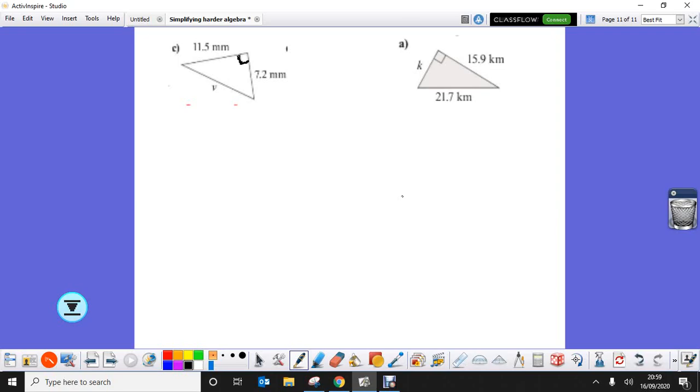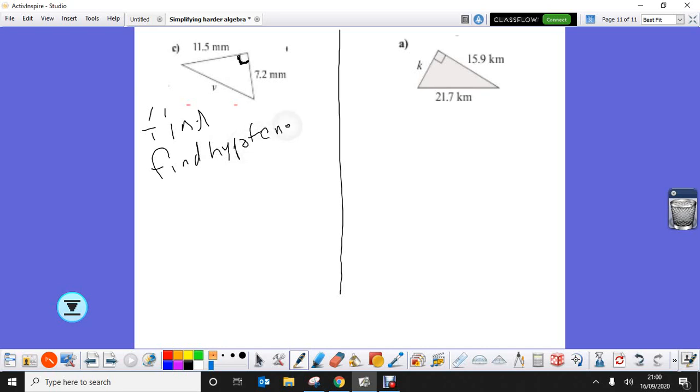Okay, so we're looking at Pythagoras. We've got two different questions to do. The first question we're looking at is if we need to find the longest side. So if I need to find the hypotenuse or the longest side.